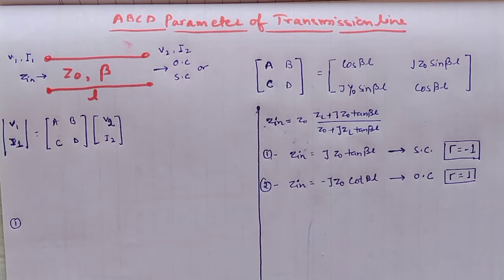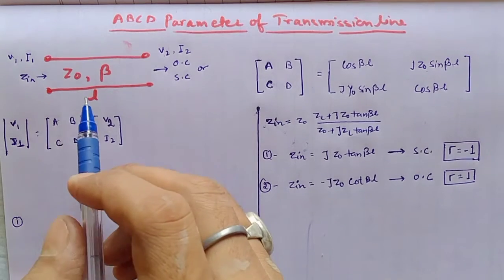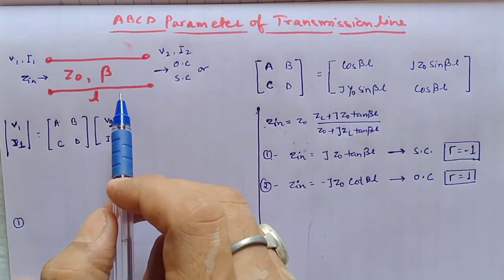Today I am going to derive the ABCD parameter for a given transmission line. How to find out the ABCD parameter if a transmission line is given with certain parameters. So here I will take a transmission line which is a lossless transmission line.